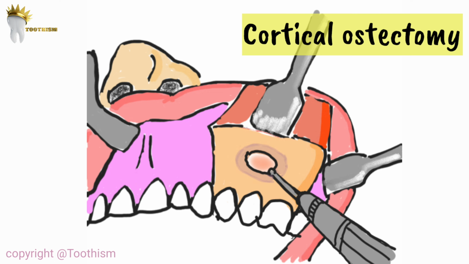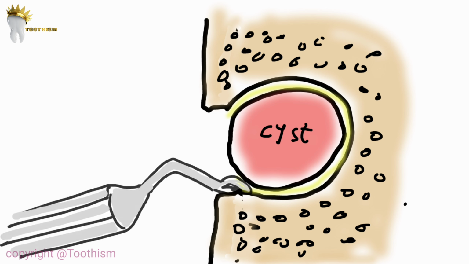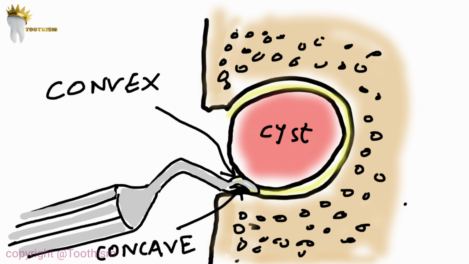Once we have access to the cyst, we are going to use a curette to separate the cyst from the bony cavity. We need to use the largest curette that will fit into the bony cavity. This will prevent tearing of the cyst wall. The edge of the curette is pushed between the capsule of the cyst and the bony cavity. You can see here that the convex surface of the curette is towards the cyst and the concave surface is towards the bony wall. The edge of the convex surface performs the stripping of the cyst.